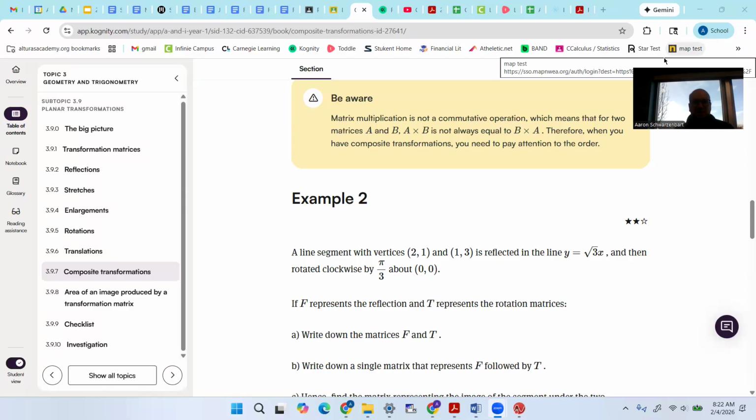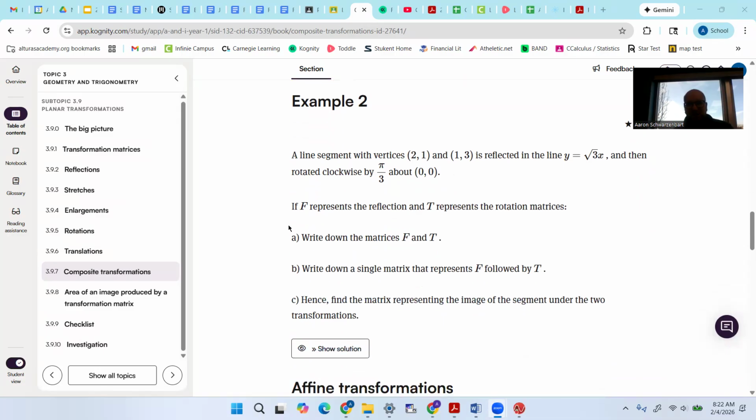Okay, composite transformations. So here we have a line segment with vertices (2, 1) and (1, 3), reflected over y equals square root of 3 x, and then rotated clockwise by pi over 3 about (0, 0). So my point matrix is going to be this.